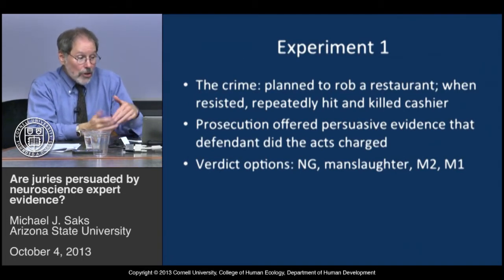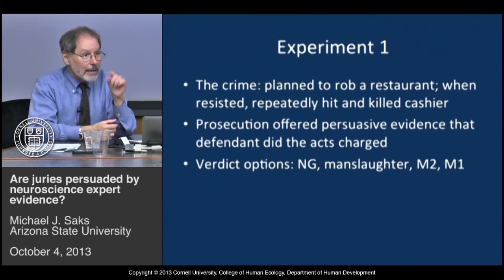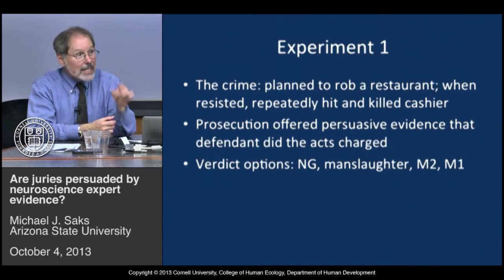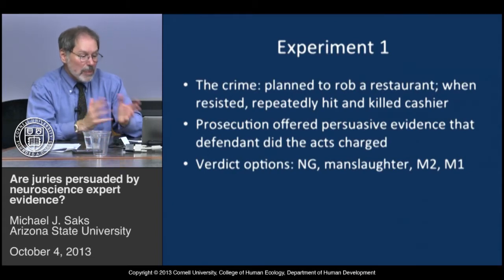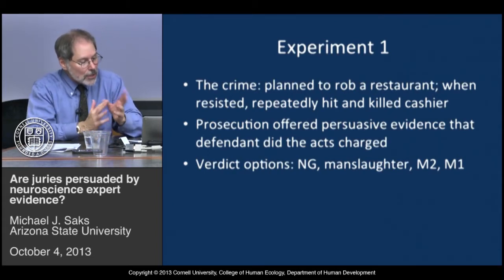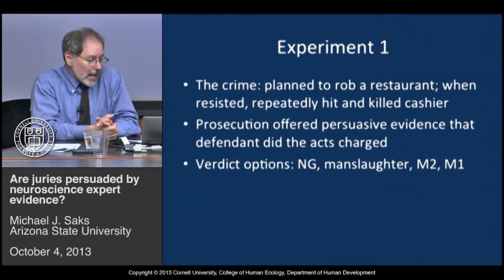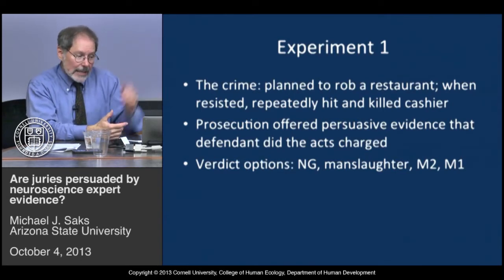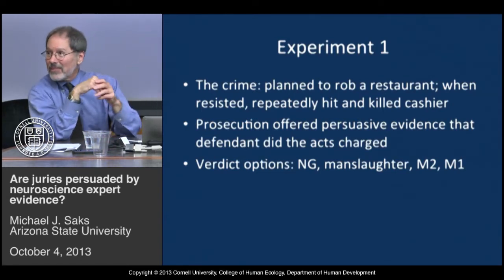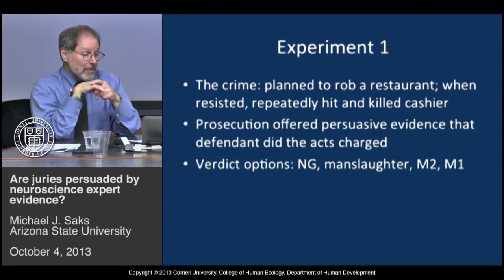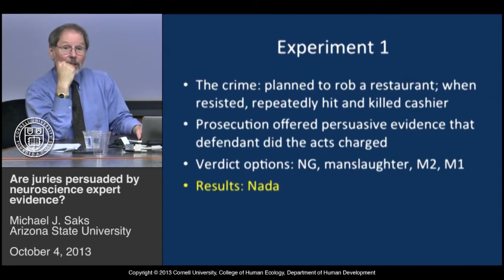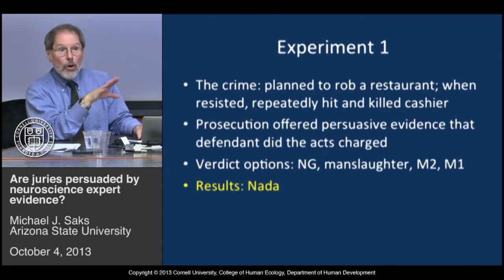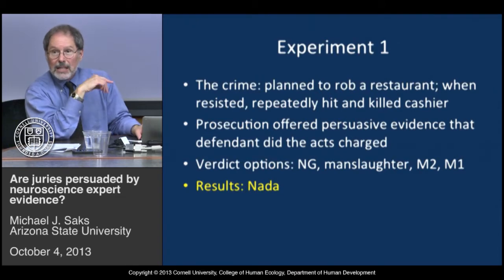The prosecution offers persuasive evidence that establishes that the defendant is the guy who did this killing. And the jurors have explained to them the different verdicts they could reach based on what they think is going on in the head of the defendant. They could say he's not guilty, no mens rea, not guilty. Or maybe they think it's manslaughter, or second-degree murder, or first-degree murder. Results, nothing. No differences, no effects, nothing.